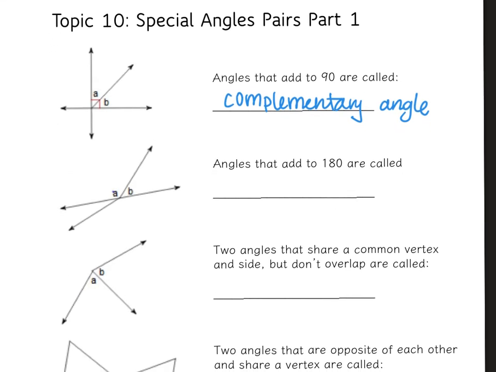Angles that are right next to each other and they make a straight angle, like these A and B, are called supplementary angles.